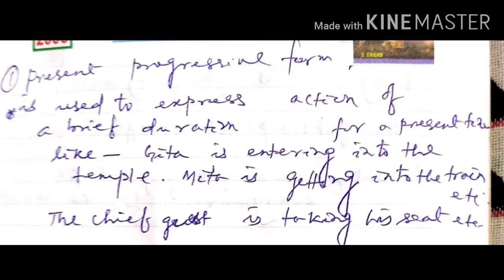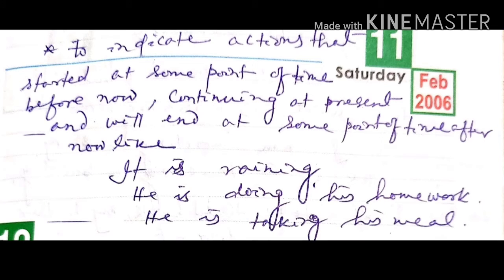Present progressive form is used to express or describe an action of a brief duration of present time. Like Gita is entering into the temple, Mita is getting into the train, the chief guest is taking his seat, etc. Present progressive form is also used to indicate actions that started at some point of time before now, continuing at present, and will end at some point of time after now, like it is raining, he is doing his homework, he is taking his meal.